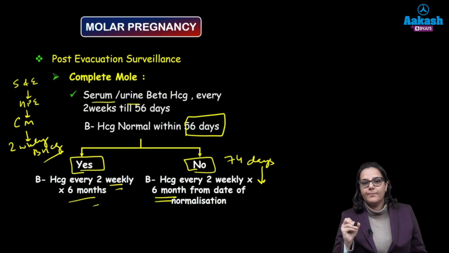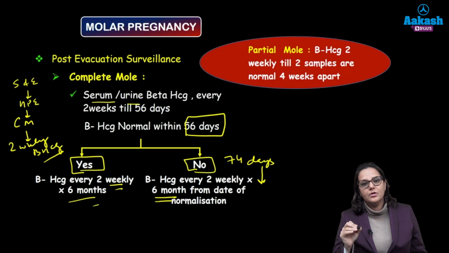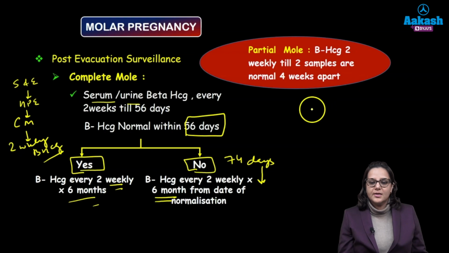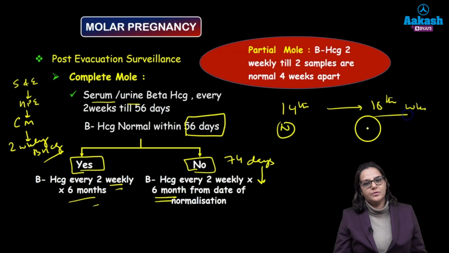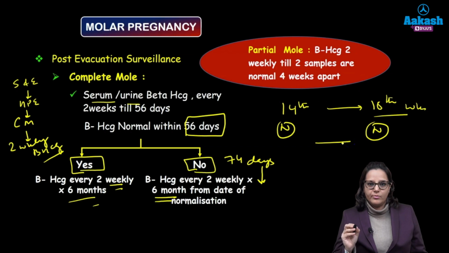Now what about partial mole? Partial mole, we monitor beta HCG till it comes out to be normal. Suppose it has come out to be normal on the 14th week. Okay, it has come out to be normal. Then again after 4 weeks, on the 18th week, again we will do the beta HCG. If it again comes out to be normal, then we will discharge the patient. So this is the follow-up for partial mole.